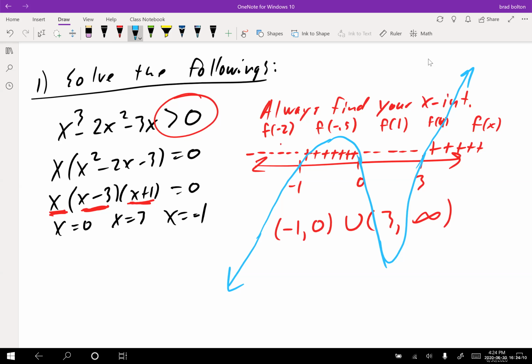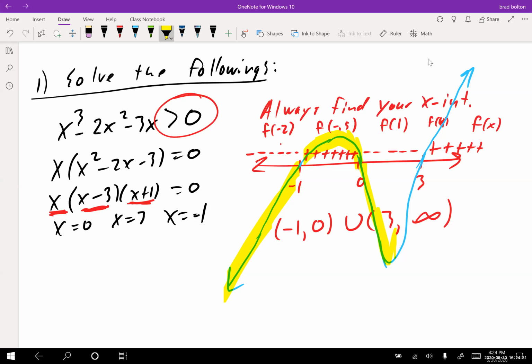Right, and it's going to do that. And now look, from here to here, that is under the x-axis, right? That's under the x-axis. So that would be negative, and that's what our sign chart says. Then if we go from here to here, that's above the x-axis. Well, guess what? That's plus. That's what our sign chart says.